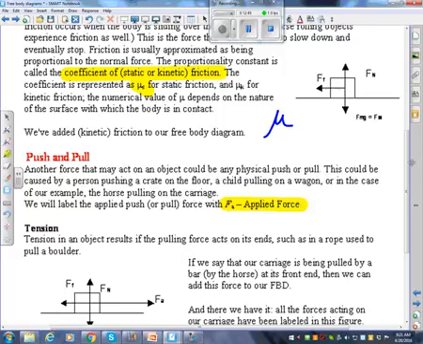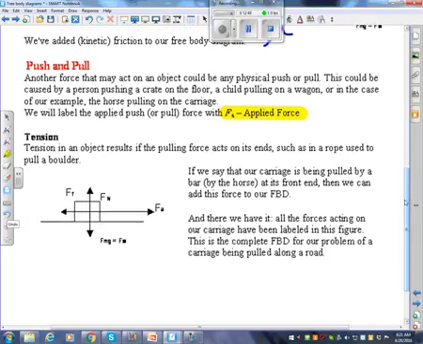Tension. Are you worried about this part? Little joke there. Worried about tension? Okay, never mind. This wasn't funny? Oh, okay.